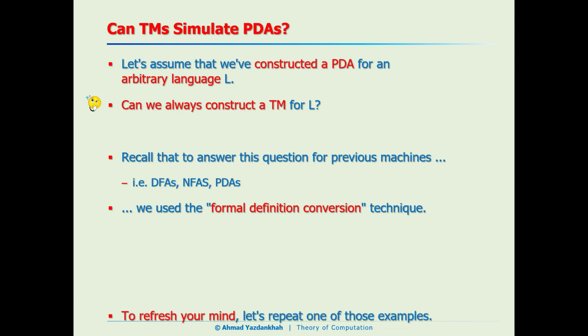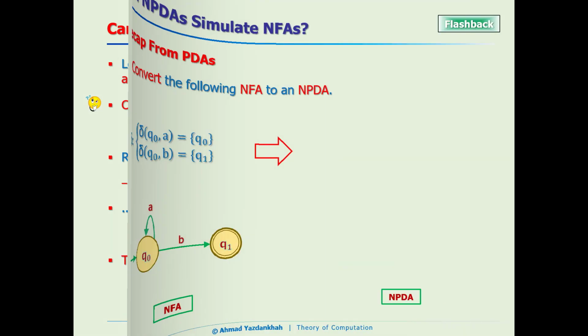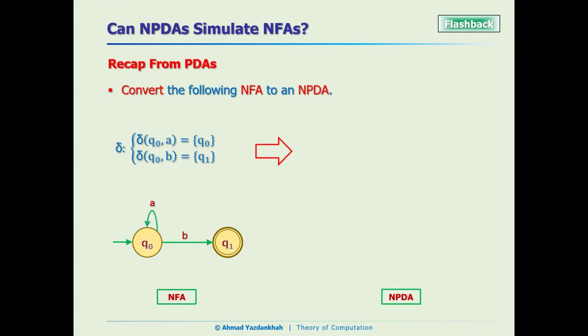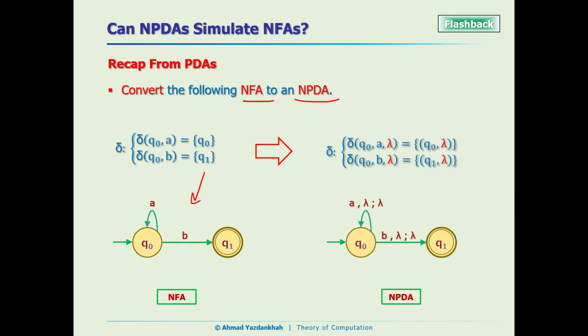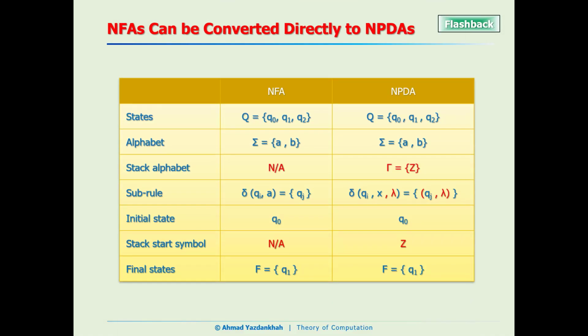To refresh your mind, let me remind you what we did for converting the NFAs to NPDAs. If this is an NFA, we used a simple algorithm to convert the formal definition of the transition function and other items to the NPDAs. How could we do that? Very simple. We just add a comma lambda here, comma lambda here. And also, we did these transformations.